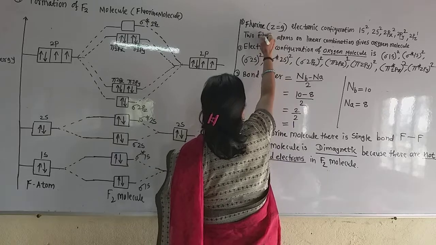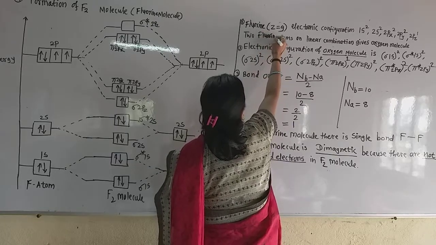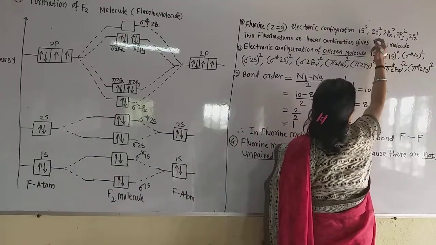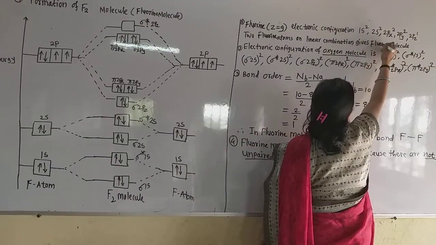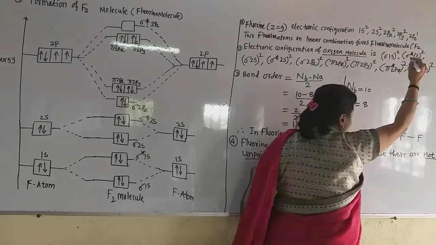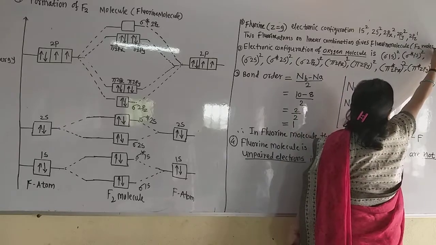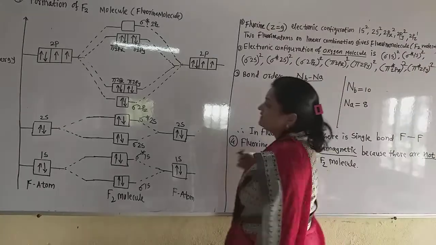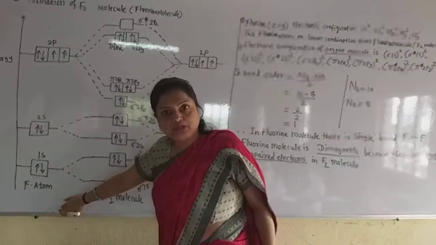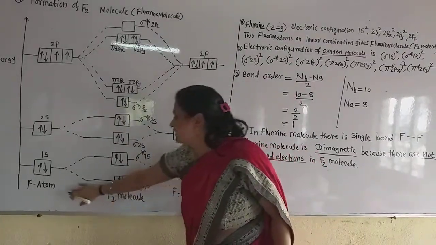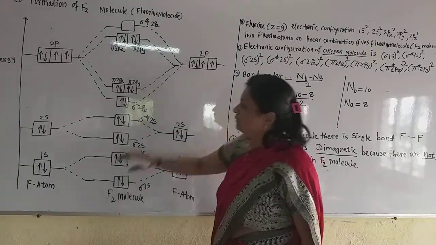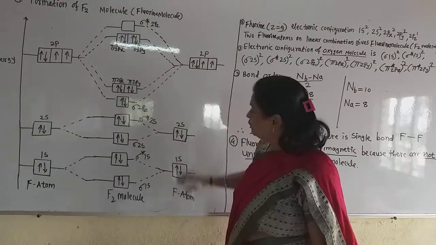These 2 fluorine atoms, on linear combination, give the fluorine molecule, F2. Now, how is this F2 molecule formed? It is formed by the linear combination of 2 fluorine atoms. These are the fluorine atoms, and this is the fluorine molecule's orbitals. These are the atomic orbitals of the fluorine atoms. There are 2 fluorine atoms.